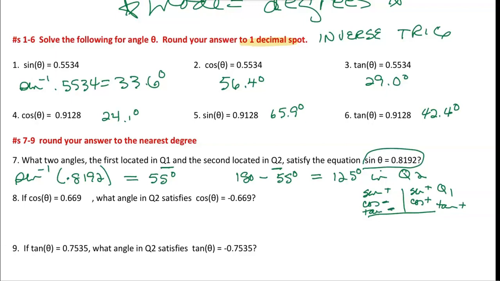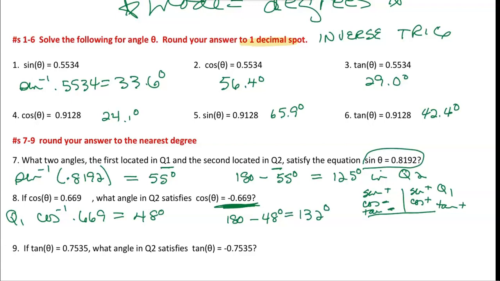So how do I get the matching angles then? Well, if you're given a cosine angle and the negative value, what you should say is your theta in quadrant 1. So quadrant 1, you get that by saying cosine inverse of 0.669, and you should be getting 48 degrees. This negative value will occur in the second quadrant for the supplementary angle. So 180 minus 48 gives you a supplementary angle of 132 degrees, and that is your second angle.